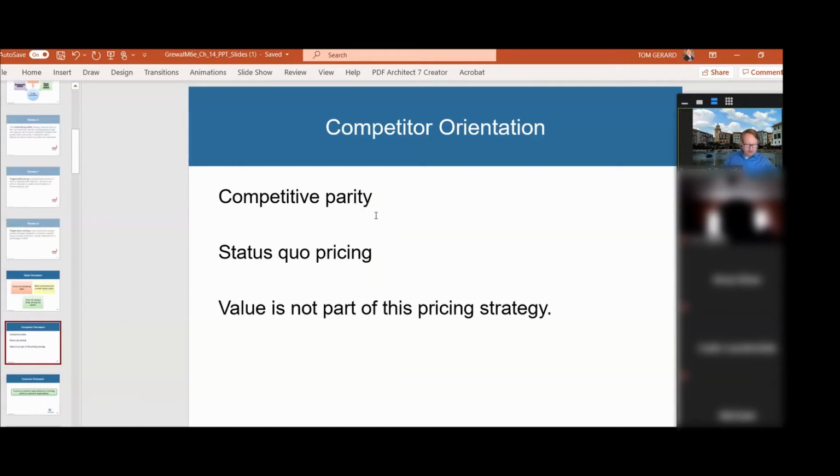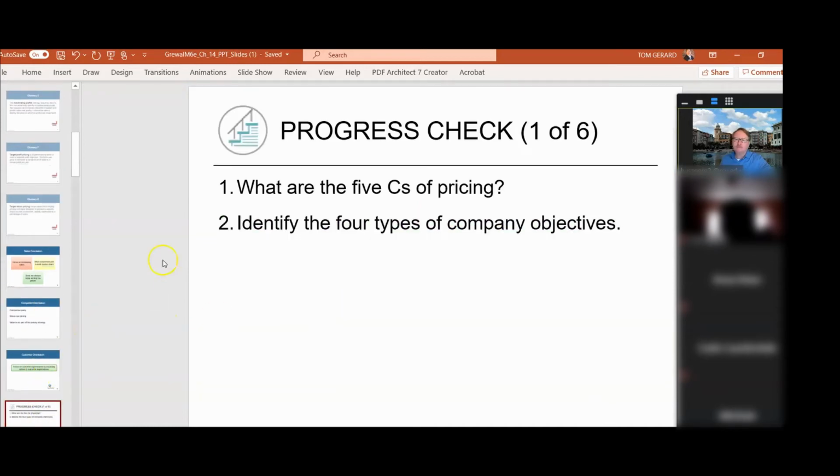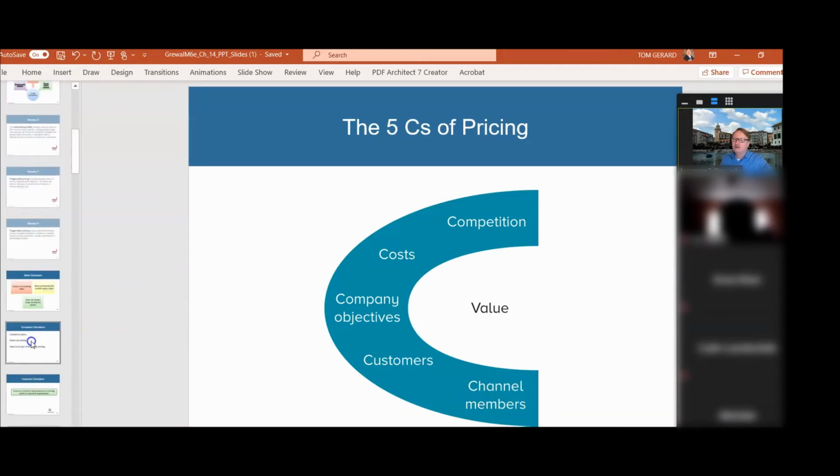So let me see here. Competitive parity means setting similar prices, the same. The status quo is more if I'm changing my prices according to my competitor. Now, value is not always part of this because you're just following what your competitors are doing. Customer orientation, we talked quite a bit about that already. And then, what are the 5 C's? Well, that's the big C: channel members. We haven't got to channel members yet. All right.